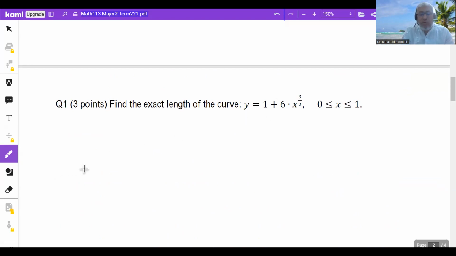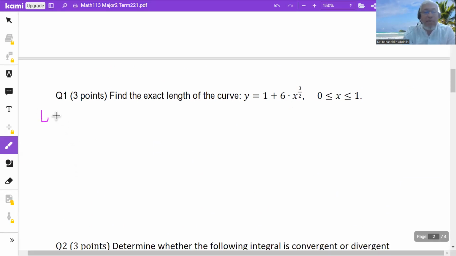So we know the formula. The length of the curve is called L, and it is an integral either with respect to x or with respect to y. Since he said here that x is between 0 and 1, I will use the formula where I have dx, with respect to x. So x runs from 0 to 1, and the formula is the square root of 1 plus the derivative dy by dx to the power 2.